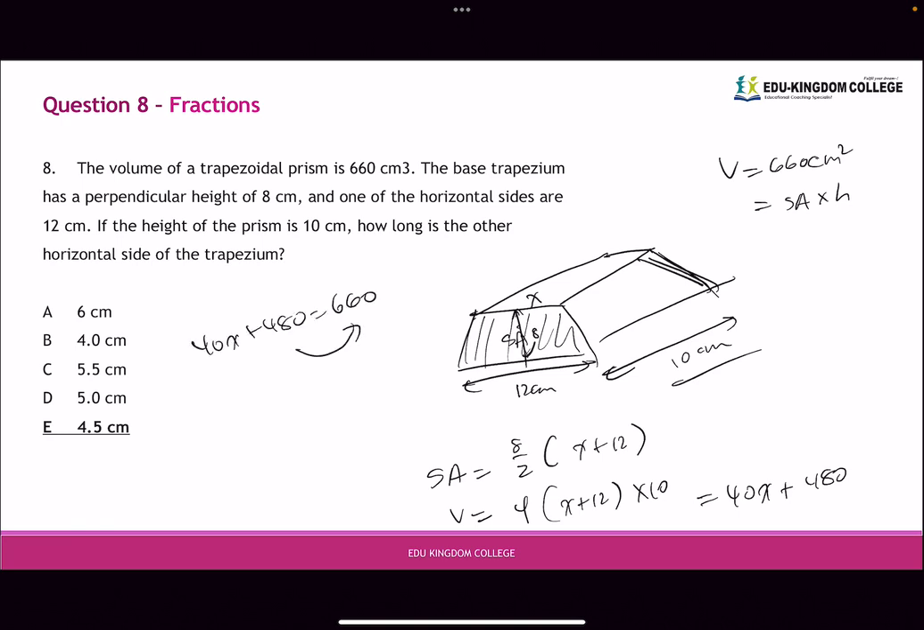Move the 480 over. We get 180. So x equals 4.5. Okay, so 40 times 4 is 160, and then you have to add the 0.5, because that's your extra 20, which becomes 180. So x equals 4.5.